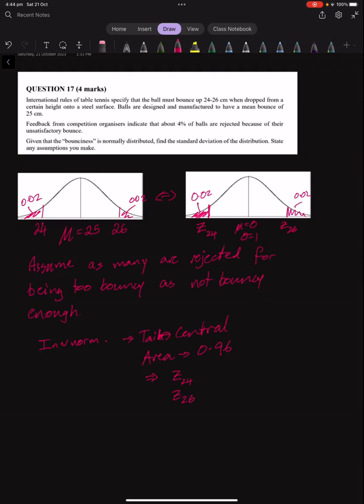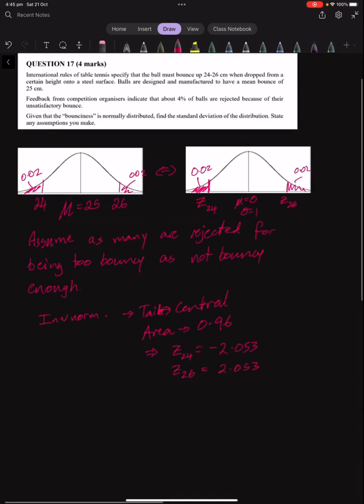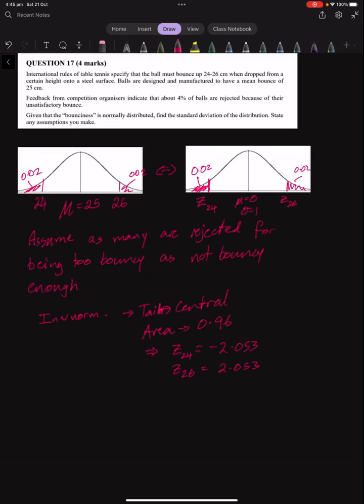Now, I don't have my calculator in here with me, but I'm pretty sure it was negative 2.053 for the z-score corresponding to 24, and obviously positive 2.053 for the z-score corresponding to 26. So from here, you can set up simultaneous equations using your z-score, which equals the actual score minus the mean divided by the standard deviation, and you can fill in the information and go ahead and solve it that way.